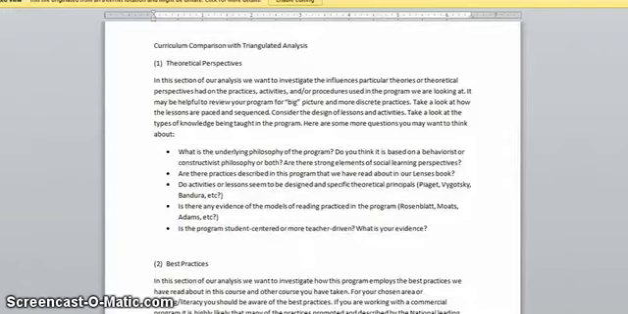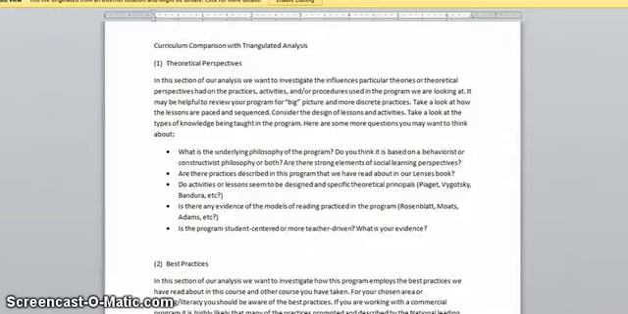For this particular section, you're going to be looking at what I called the big picture of how your program is put together, and then you can look at some of the more discrete practices related to your particular strand of reading or literacy. I do want you to think about, what is the underlying philosophy of the program? Do you think it's based on a behaviorist or a constructivist philosophy, or some combination of both? Are there strong elements of social learning involved in the program?